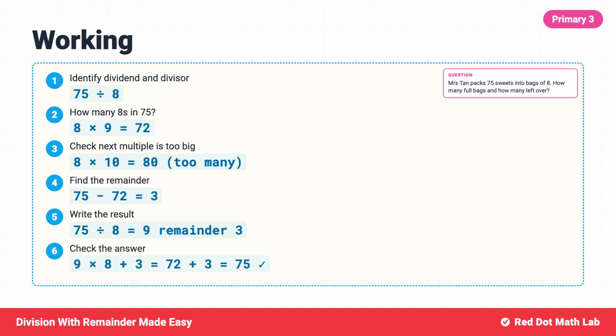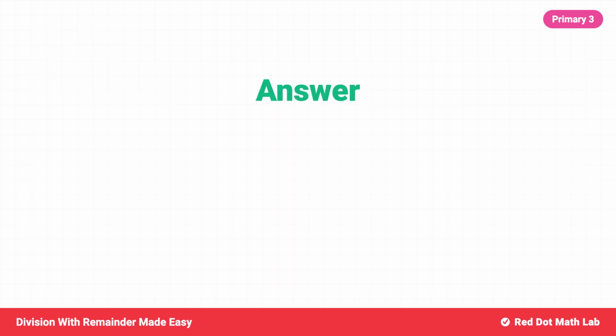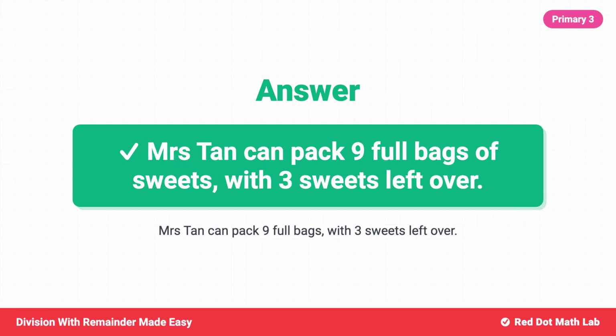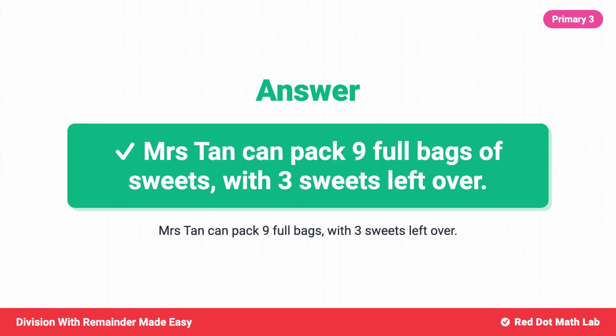Finally, let's check our work using the rule from earlier. 9 times 8 plus 3 equals 72 plus 3 equals 75. Yes, it matches the original number of sweets. Our answer is correct. So what is our final answer? We must always write it in a complete sentence with units. Mrs. Tan can pack 9 full bags of sweets with 3 sweets left over.